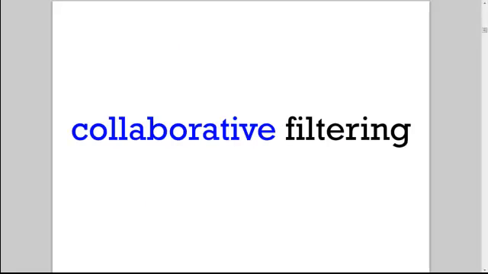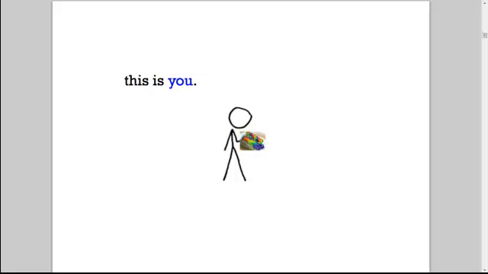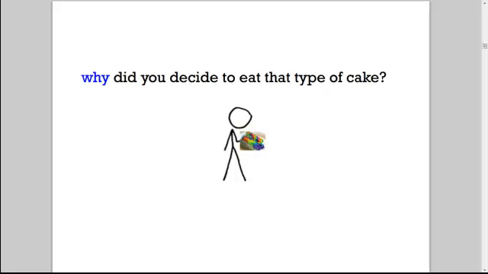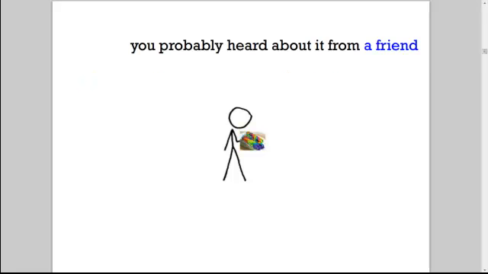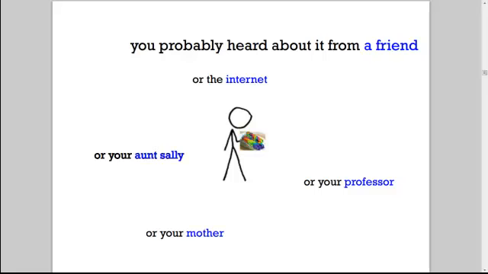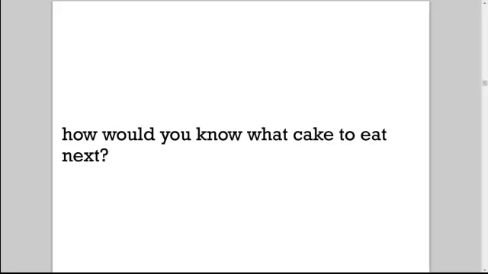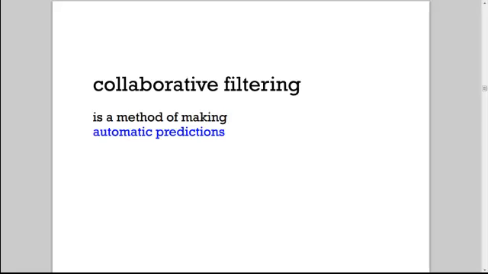So what exactly is collaborative filtering? Let's try an example. This is you. See the rainbow cake that you're eating? Why did you decide to eat rainbow cake instead of chocolate or vanilla? Maybe you heard about it from a friend, or your Aunt Sally, or your professor, the internet, or your mom. But what if you couldn't ask these people what types of cake would be good to try? How would you know what you should try next?